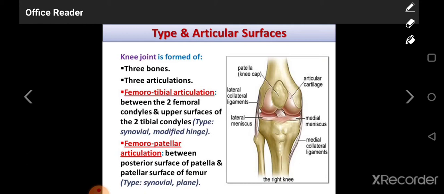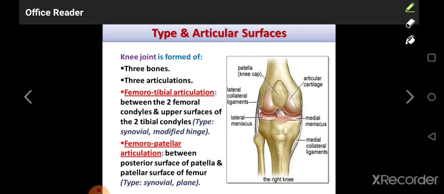Today I will tell you about the anatomy of the knee joint. Knee joint is formed by three bones and there are three articulations. The femorotibial articulation. This articulation lies between the two femoral condyles and the upper surface of the two tibial condyles. Then the type of this joint is a modified variety of hinge under the synovial type of joint.